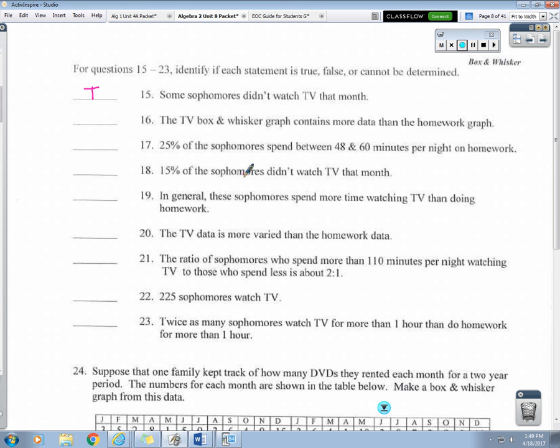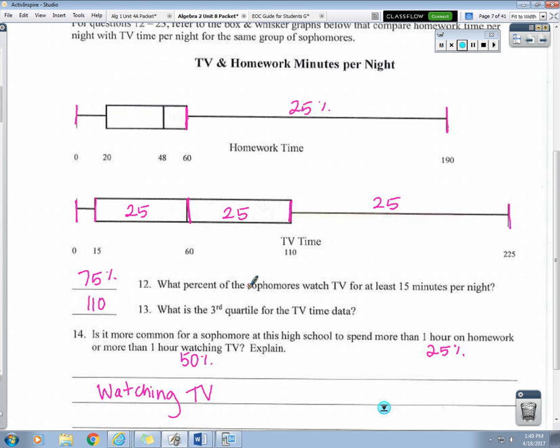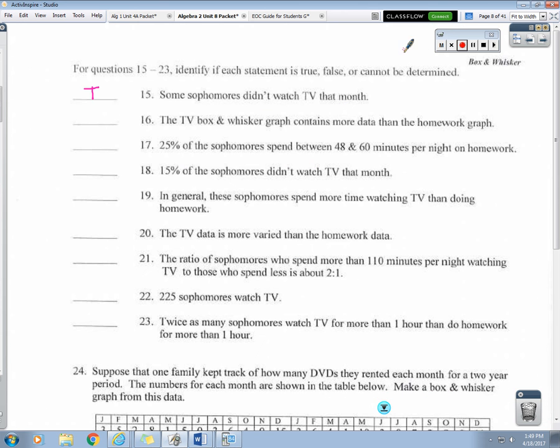The TV box and whisker graph contains more data than the homework graph. This is actually a little bit tricky. It's false because it doesn't mean any more data is there just because they watched more TV. The same group of sophomores was surveyed. So don't you think if they surveyed 100 kids about homework time, they asked those same 100 kids about their TV time? So the same amount of data is there. It's just the range of the data was a little bit different. So this is false.